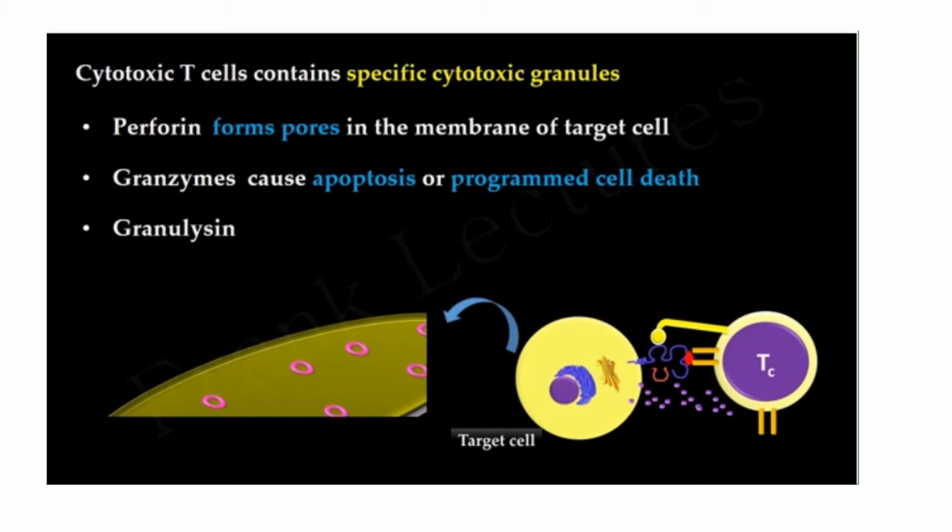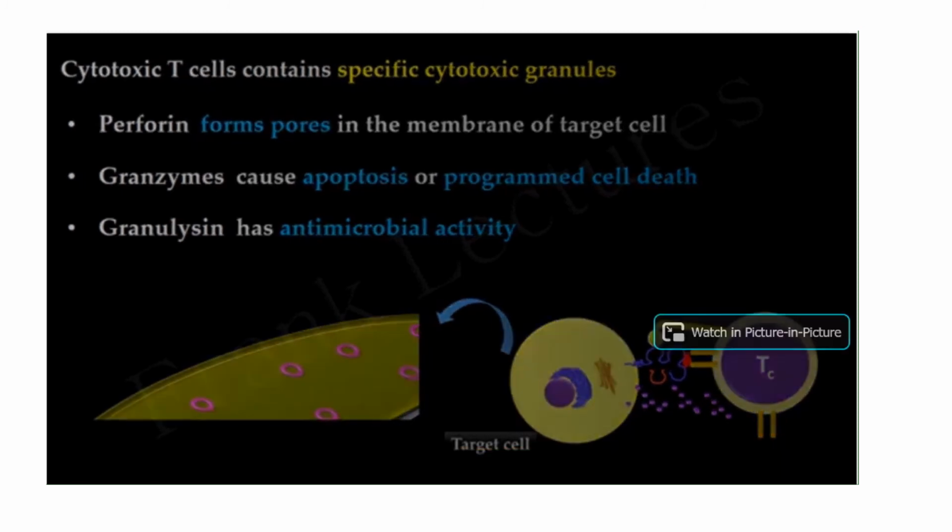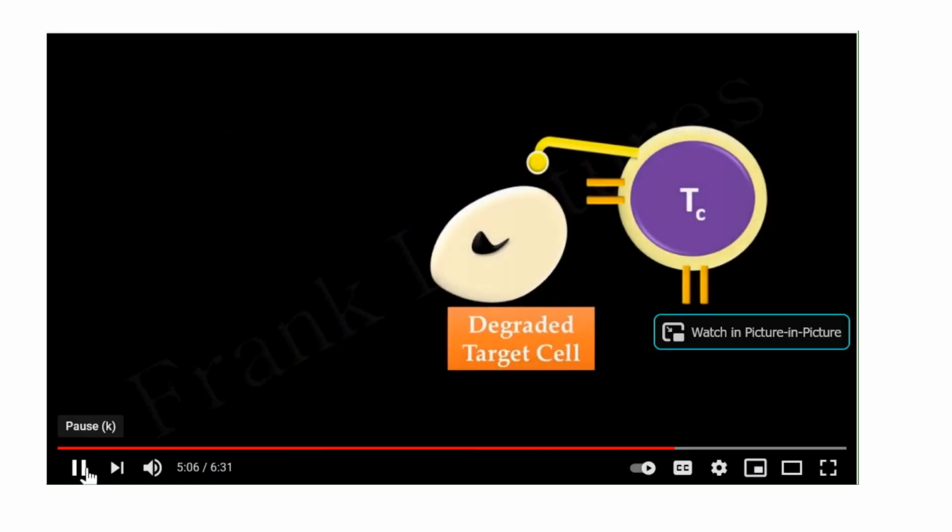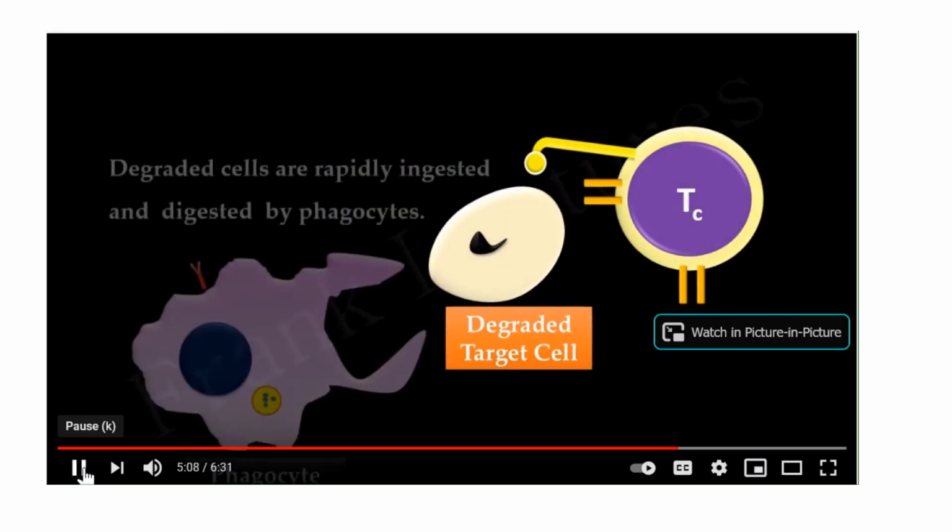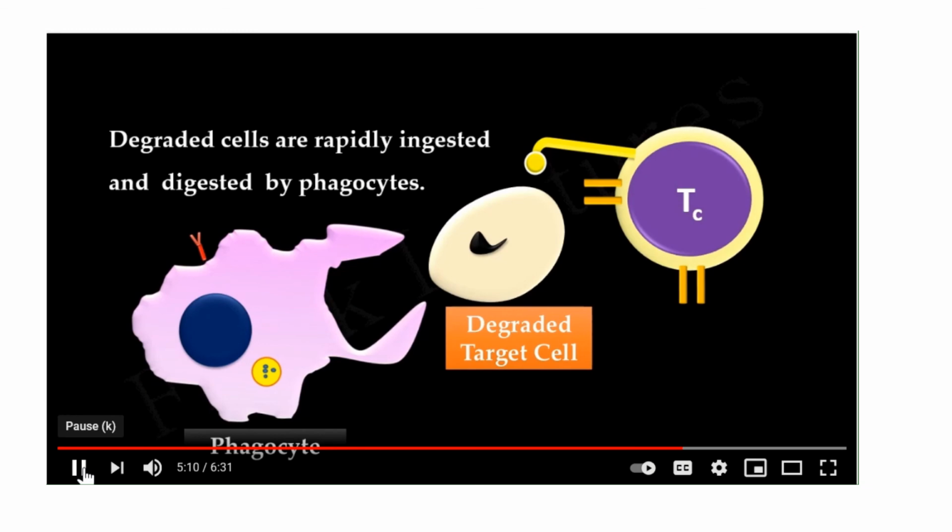Granzymes trigger apoptosis in the target cell by activating enzymes such as nucleases, and by damaging the mitochondria. Granulysin also has antimicrobial activity and it contributes to apoptosis of the target cell. These degraded cells are rapidly ingested and digested by phagocytes. The cytotoxic T cell moves to another infected cell to perform the killing function.